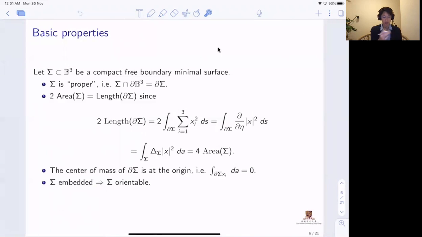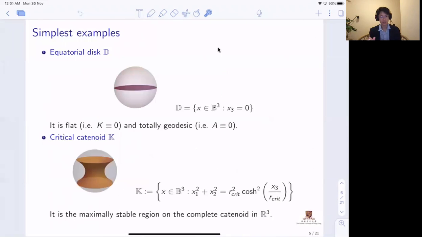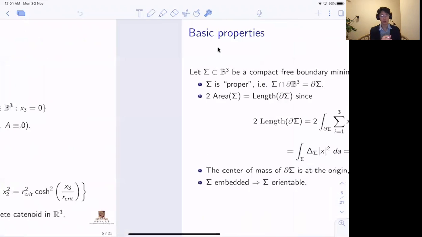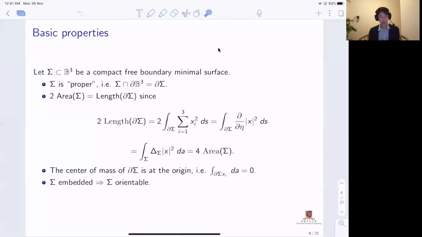Okay, this is because of the maximum principle, as the coordinate functions are harmonic functions. So this is just a direct consequence of maximum principle. So secondly, there's a relationship between the area of the minimal surface and the length of the boundary. Okay, so 2 times the area of the minimal surface would just be equal to the length of the boundary.